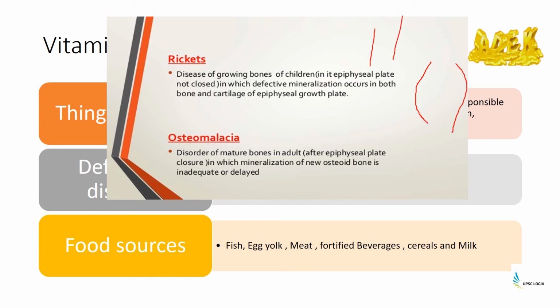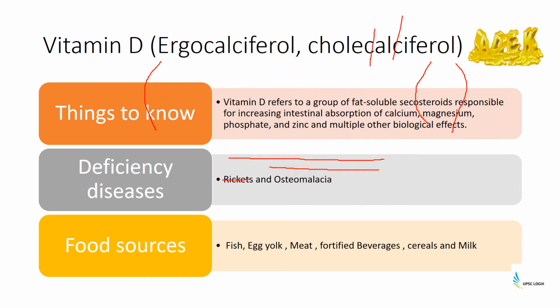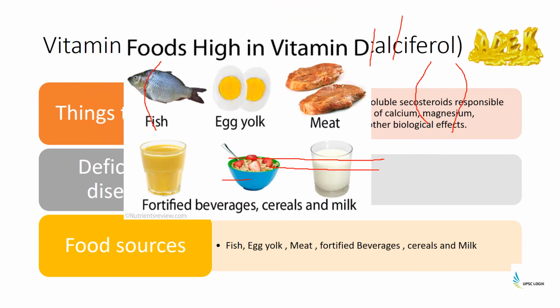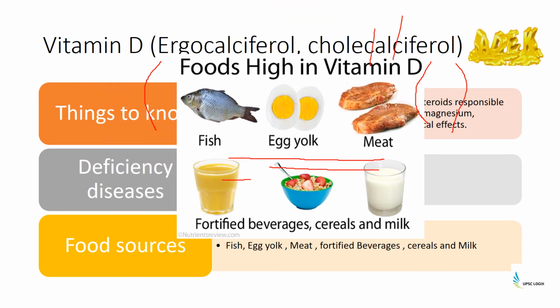Then there is osteomalacia, which is the disorder of mature bones in adults after epiphyseal plate closure, in which mineralization of the new osteoid bone is inadequate or delayed. So both of them, rickets and osteomalacia, are related diseases. Good food sources for vitamin D are fish, egg yolk, meat, fortified beverages, cereals, and milk.